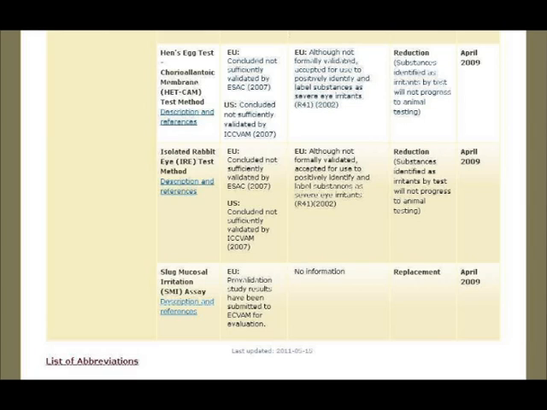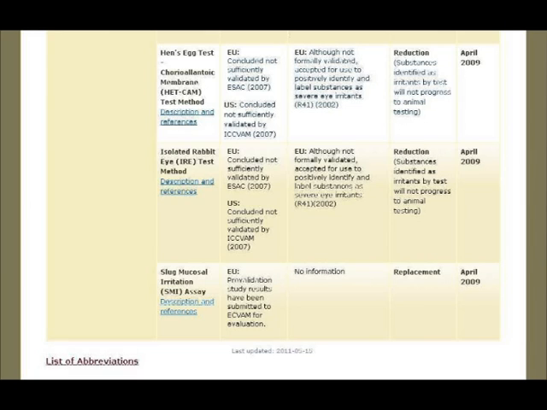The next one down is the isolated rabbit eye test method. In the EU they have concluded that it's not sufficiently validated, and in the US they have concluded again that it's not sufficiently validated. In the EU they have said that although it is not formally validated, it is accepted for use to positively identify and label substances as severe eye irritants. And again, it is a reduction test, as substances identified as irritants by test will not progress to animal testing.